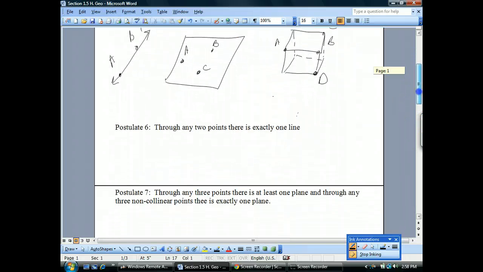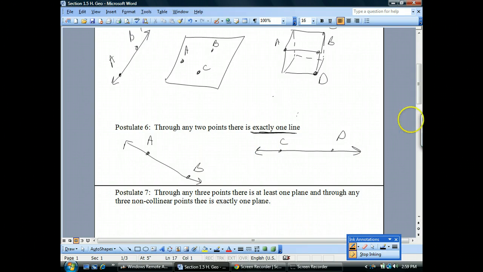Okay? The next postulate says through any 2 points there's exactly one line. Another way to say this is through any 2 points there's one and only one line. So if you have any 2 points, wherever they are, there's only one line that you can draw, one unique line that goes through those 2 points. So any 2 points determine a line, is what that's saying. Okay?